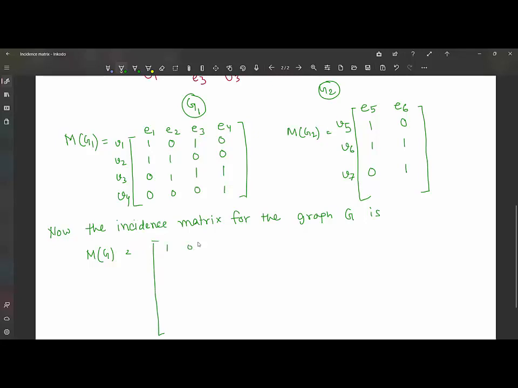That means it is 1 0 1 0, then 1 1 0 0, then 0 1 1 1 0 0 0 1. So this is the end of the first diagonal matrix, and just after that place another matrix from the end of this matrix, and this is 1 0 1 1 0 1. So that is the second matrix.